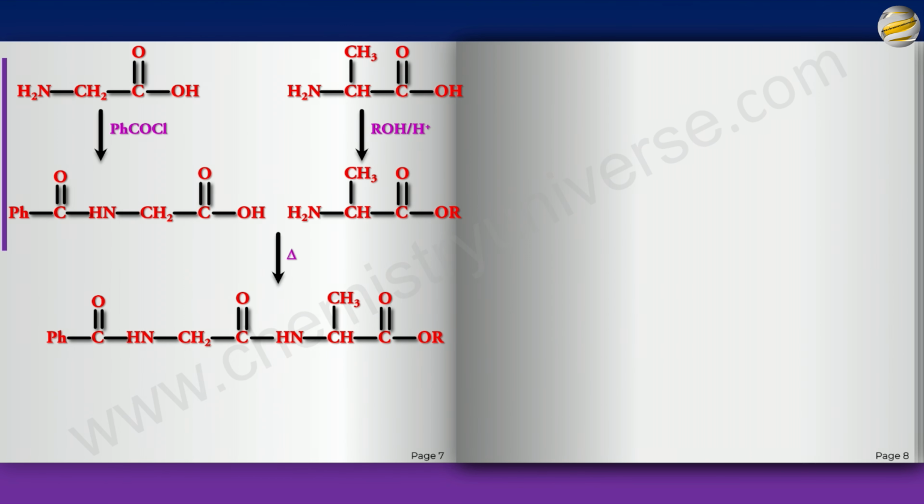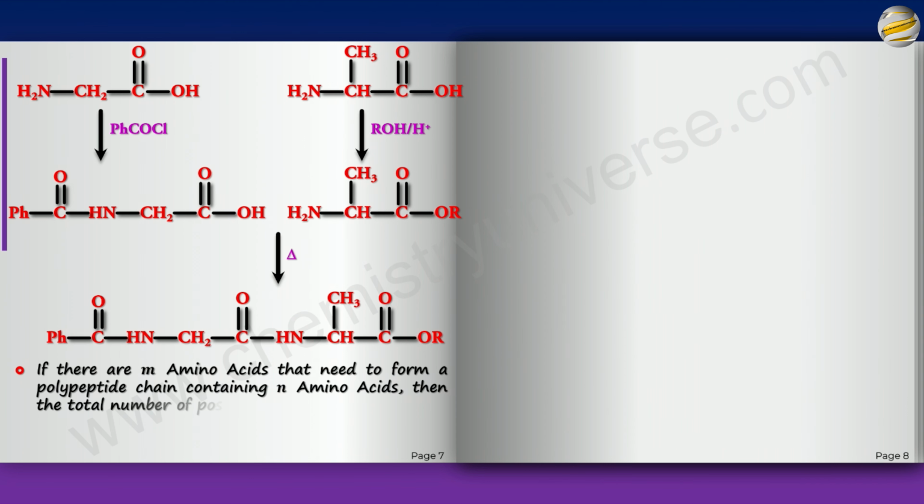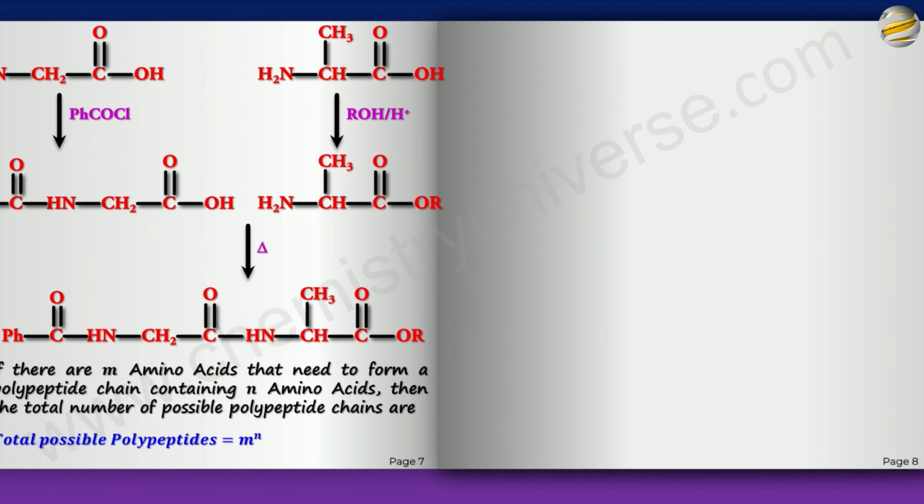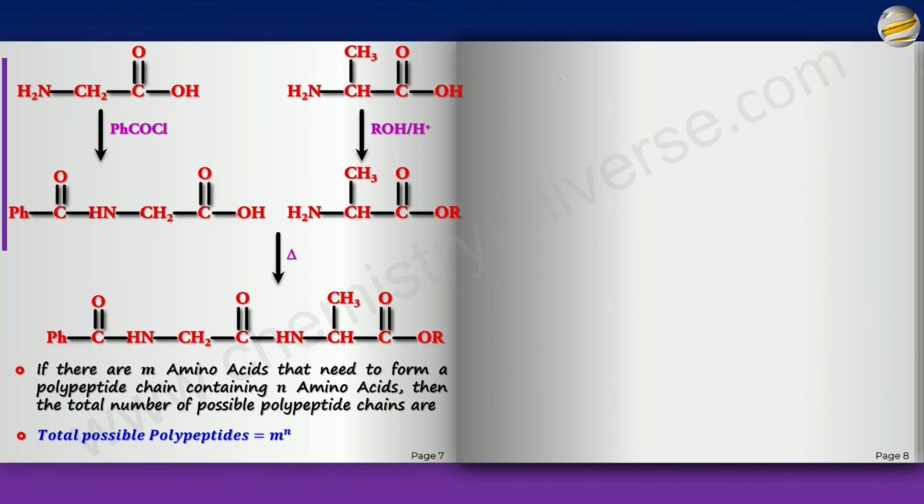All right. Now, if there are M amino acids that need to form a polypeptide chain containing only N of those, then the total number of possible polypeptide chains are actually M to the power N. What this means is that if you have, let us say, 4 amino acids, and at a time you want to combine only 2 of them, how many possibilities can you get? That is 4 to the power 2, which is 16.